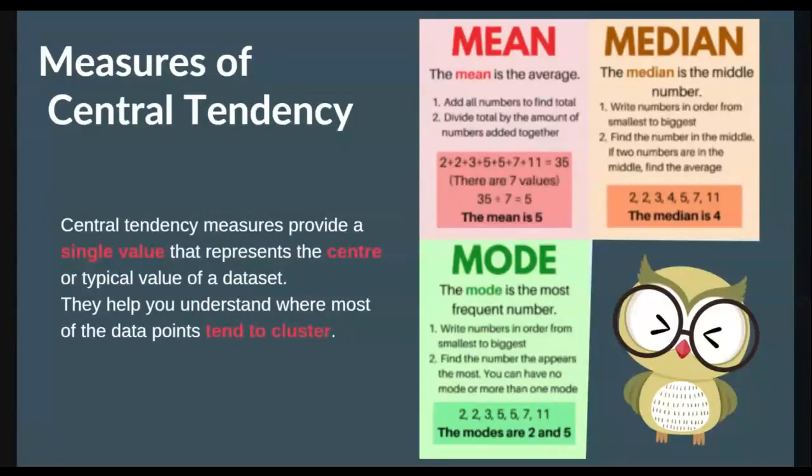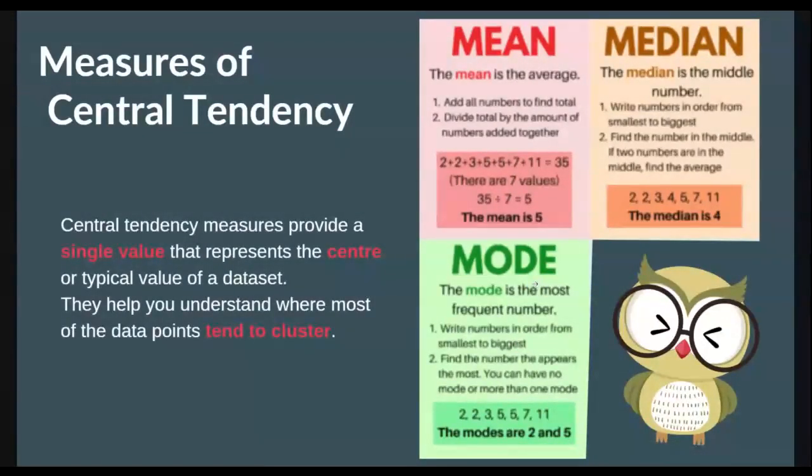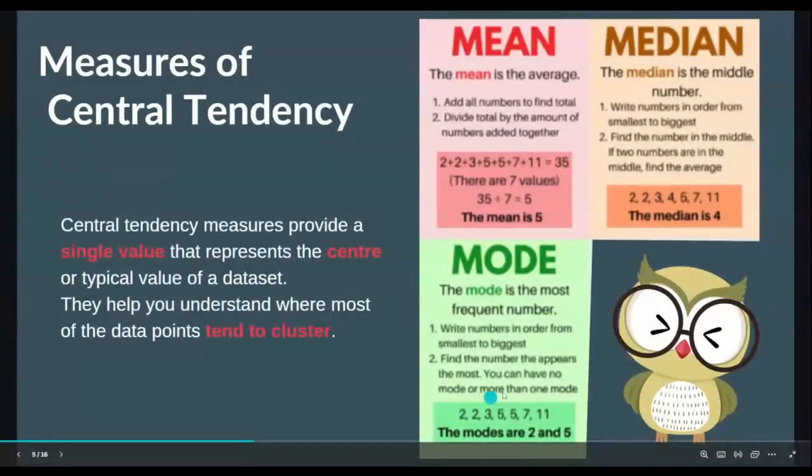Let me just explain mode, okay, because I have more examples. So in this data set at the bottom here, and remember, you can have more than one mode. If you have more than one number that repeats more than once, then your data set is called multimodal. So there's more than one mode. Okay, so in this instance, we have 2 modes because the numbers 2 and 5 both repeat twice.